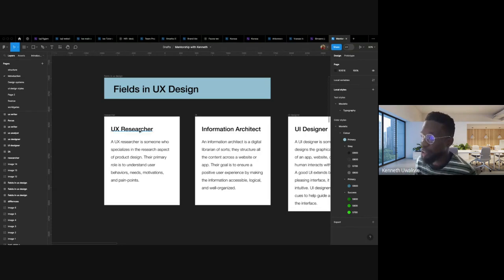So a UX researcher is someone who specializes in the research aspect of product design. That is who the person is. The person's role is to understand your user at the basic level, and there are several responsibilities this person takes on in understanding user behavior. Like it was said earlier about user personas, the job of a UX researcher is to first understand your users, then build out a persona from your users.